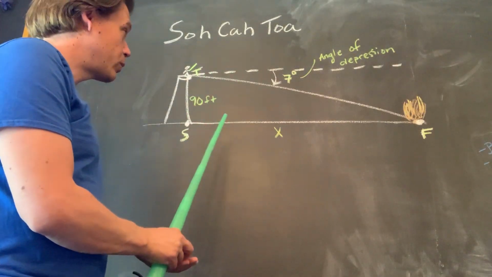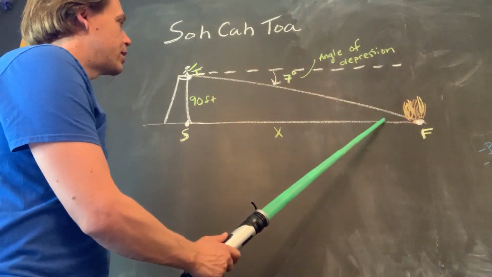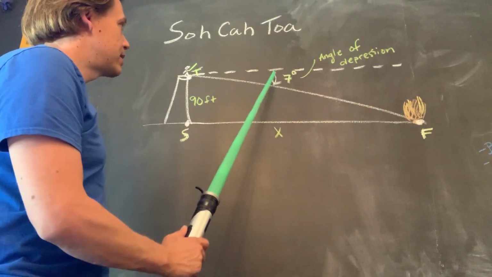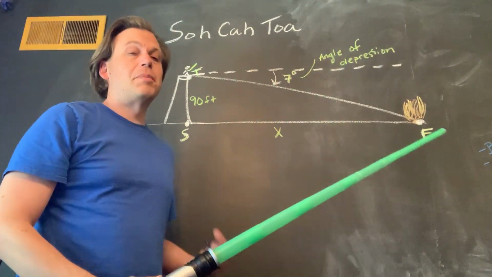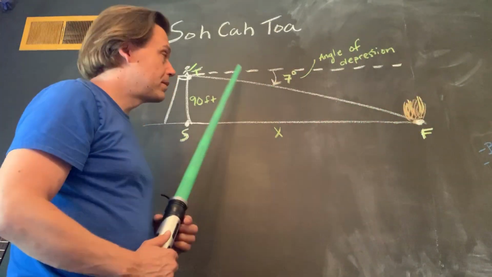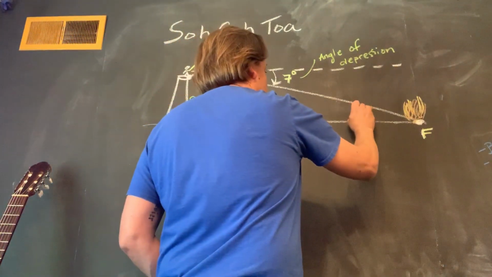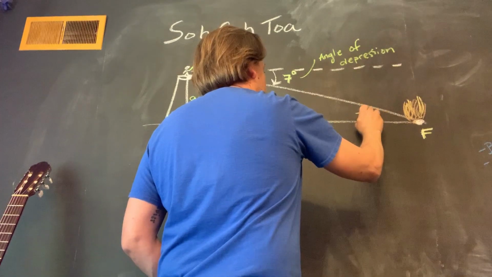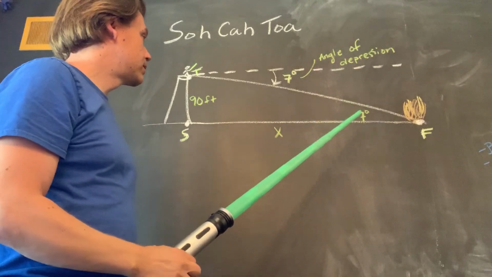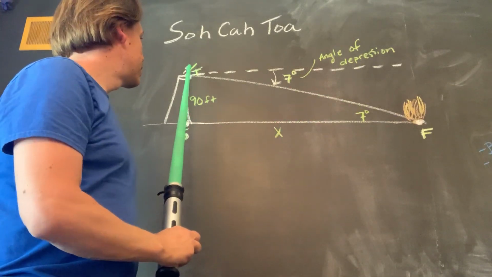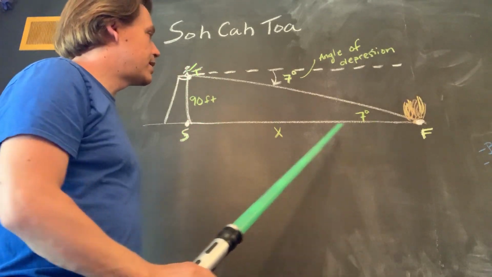So when he figures that out, he also knows that these are alternate interior angles. These are parallel lines. That's an angle. That's an alternate interior angle, because these are just parallel lines cut by a transversal. Jedi talk about that all the time. So this thing here has to be congruent, and it also has to be 7 degrees. So now he's got this triangle, 7 degrees here, 90 feet here, and he needs to know this distance here.